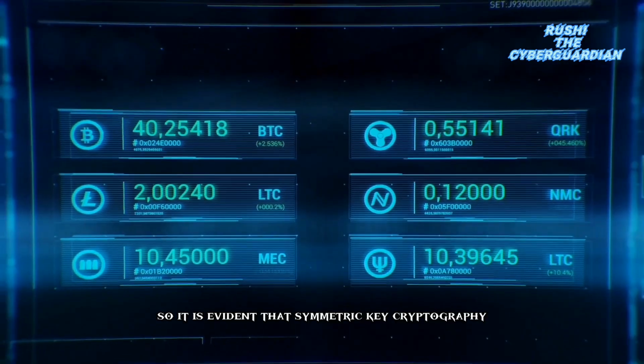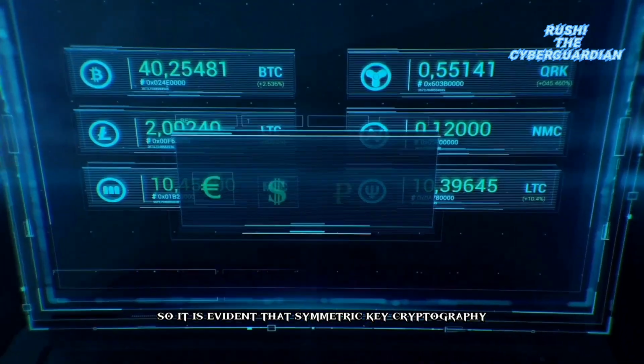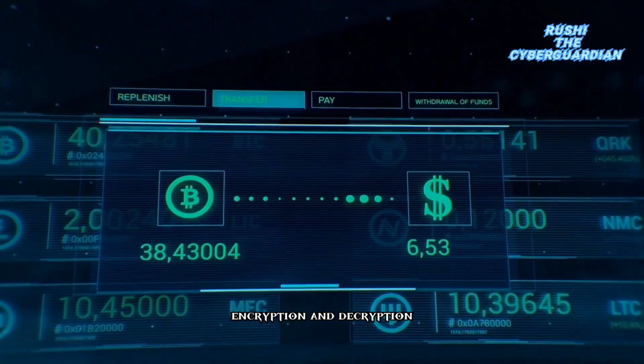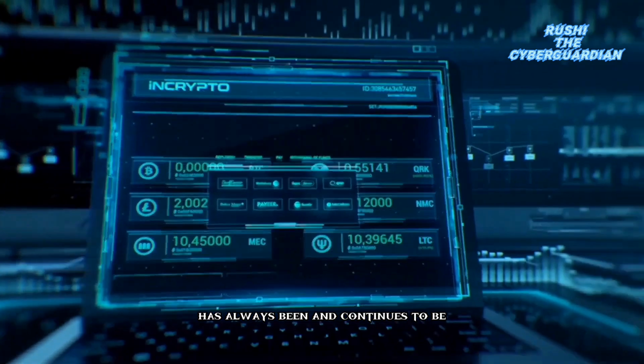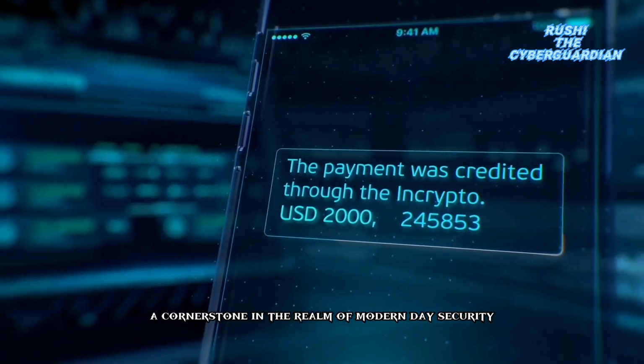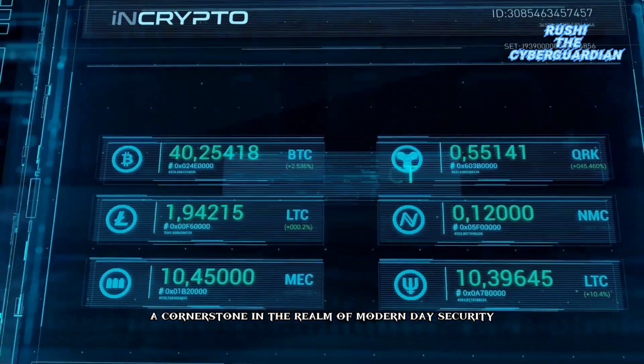So it is evident that symmetric key cryptography, where the same key is employed for both encryption and decryption, has always been and continues to be a cornerstone in the realm of modern-day security.